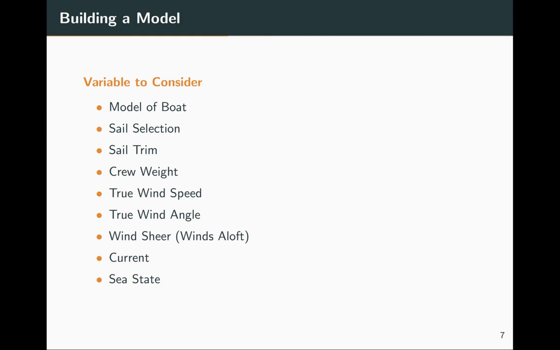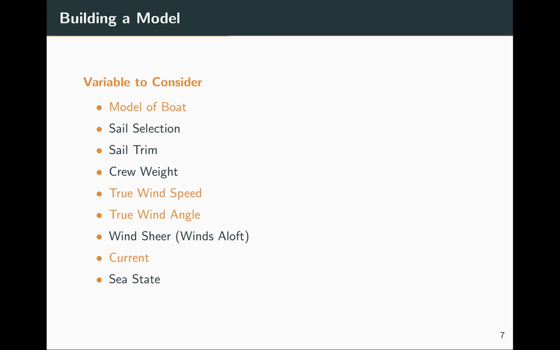Now, while I could take all of these variables into consideration in my model, that would be greatly in excess of what I have time to do, because that would make it very complex and hard to solve. So I had to distill it down to what I was interested in. Obviously, the model of the boat is important, and then, as I already mentioned, these three variables, true wind speed, true wind angle, and current, are what I'm focusing on.